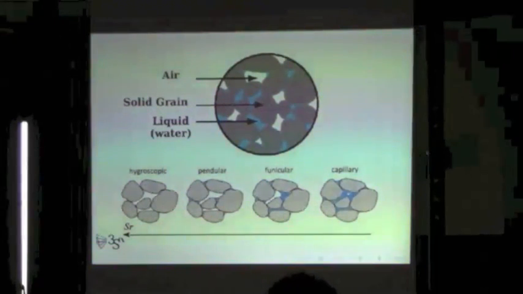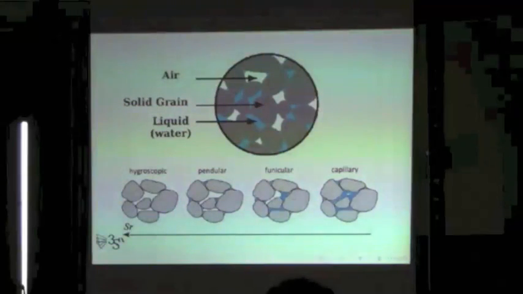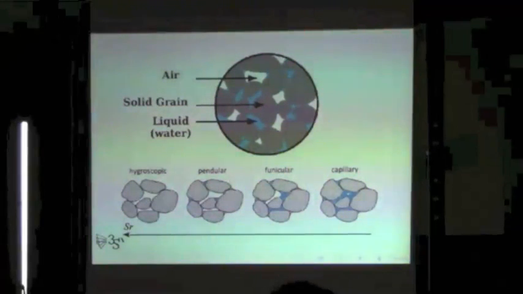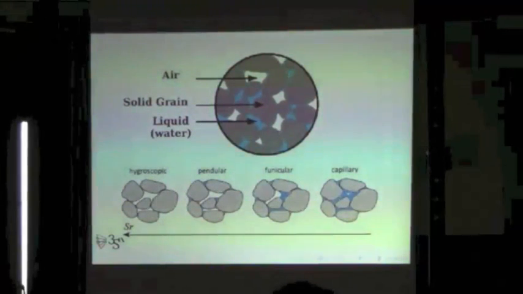For my research, I will focus my interest from the totally saturated to funicular. Obviously, the drainage process.